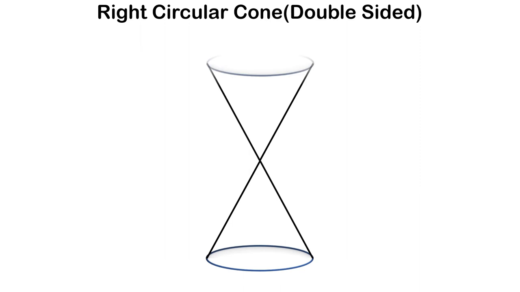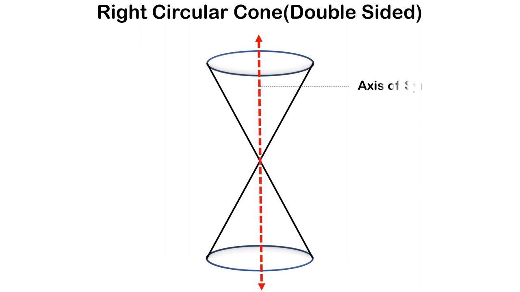Let's take a right circular double-sided cone as shown in the figure. This is the axis of symmetry of the cone. This right circular cone can be generated when this generator is revolved about the axis of symmetry at a certain angle. Now, as the cone is right circular, its base is a circle.